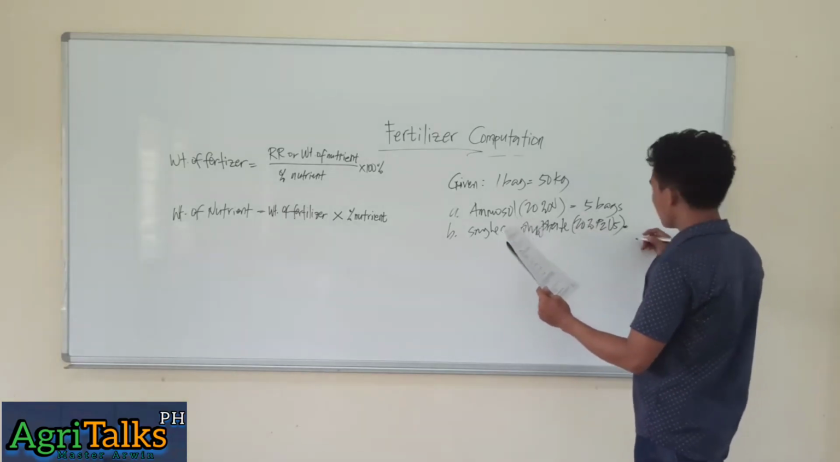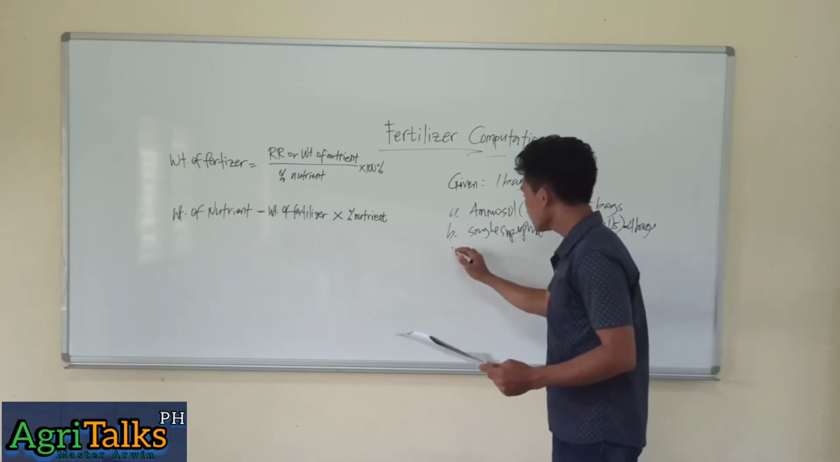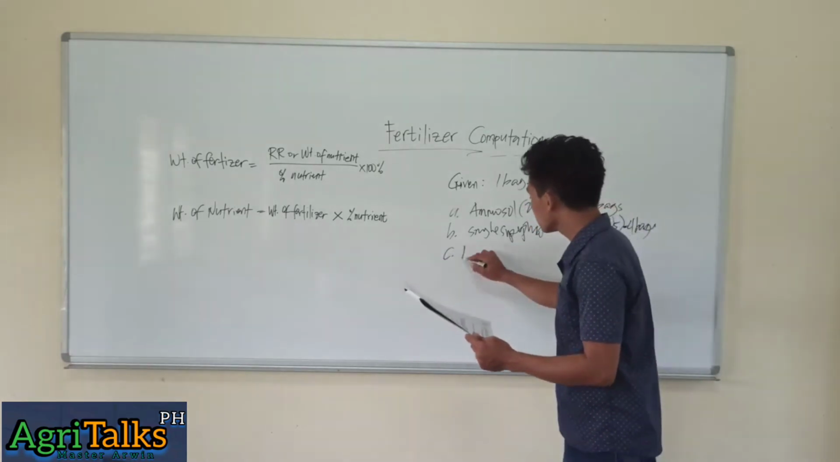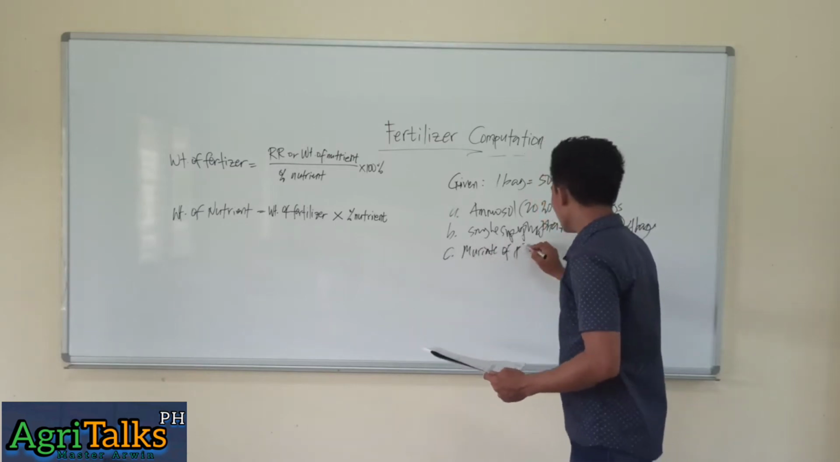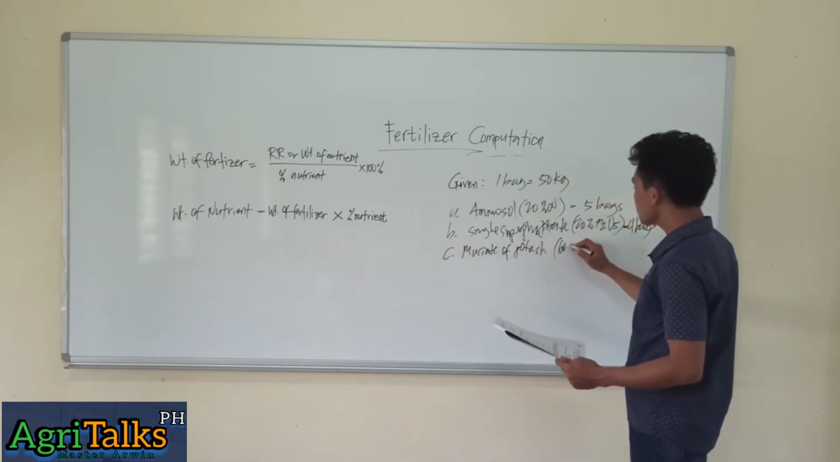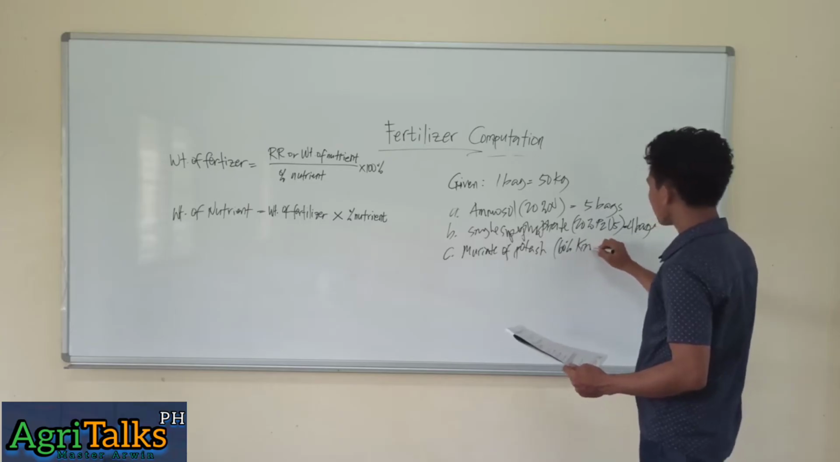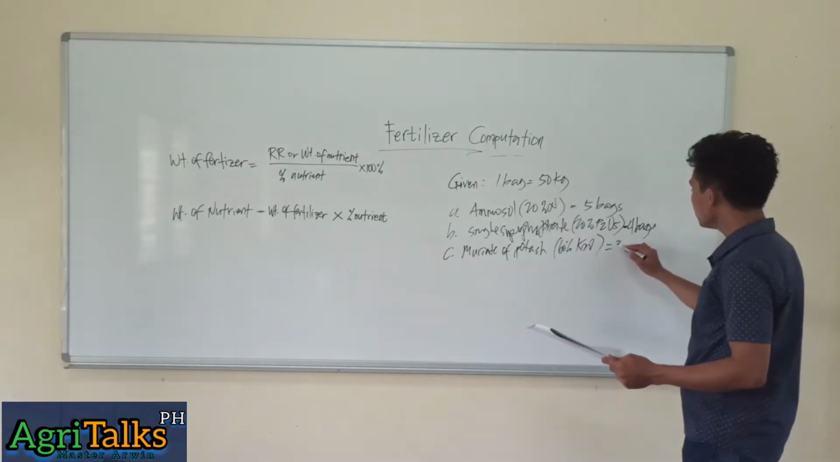And 4 bags. Then C, we have this muriate of potash, which has 60% potassium and having 3 bags.